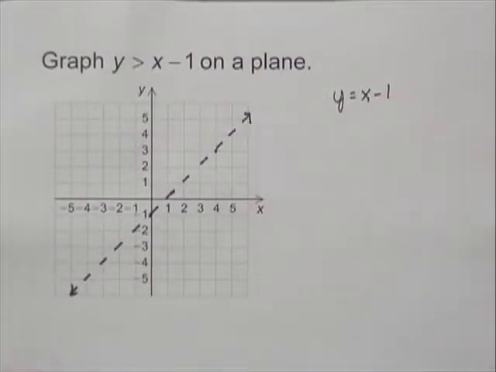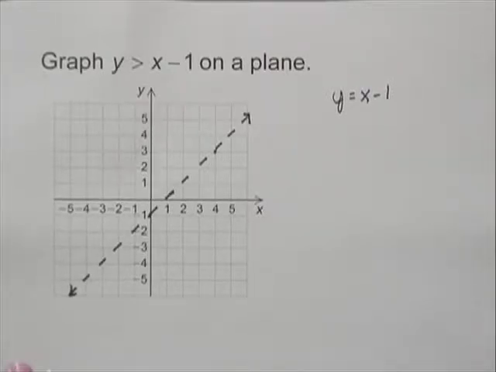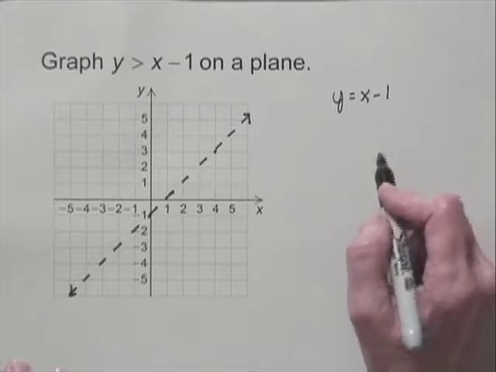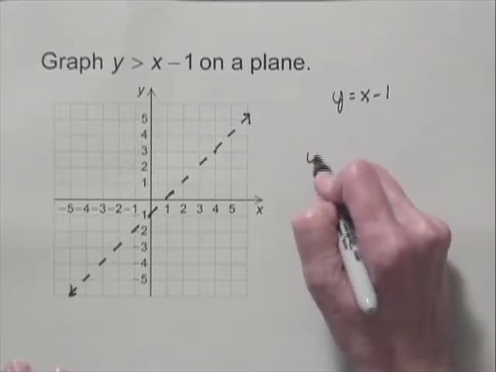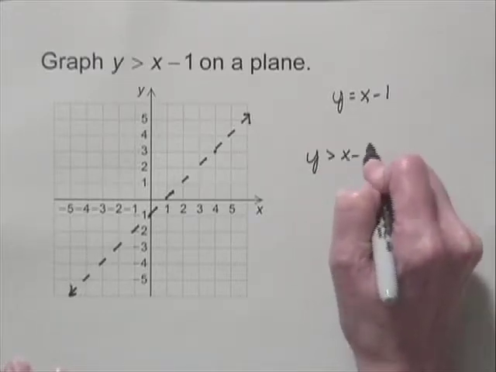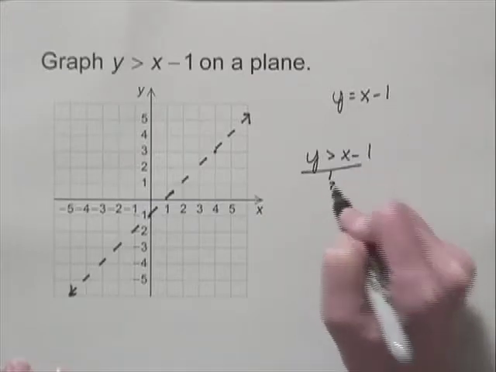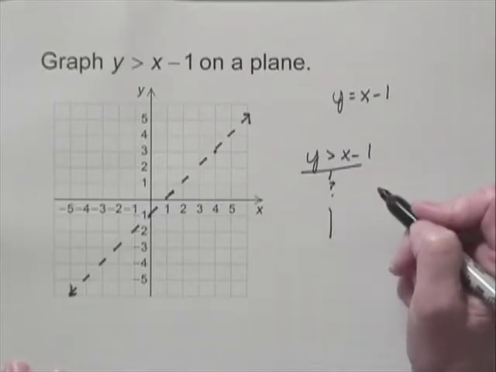Now we want to shade half of this plane to indicate the solution set of the inequality. And to do that, we'll test a point that's not on the line and see if it's in the solution set. So I'm going to write the inequality. And then let's test a point that's not on the line.